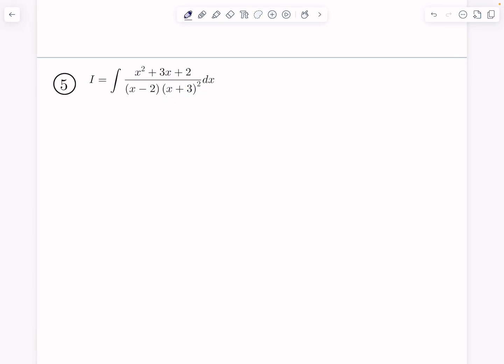Now we're solving question number 5, which is similar to question number 1 and 2, with a slight difference: this parentheses having a power, which is going to be repeated. For example, if we have something like x plus 2 divided by a divided by x plus 3 whole squared.